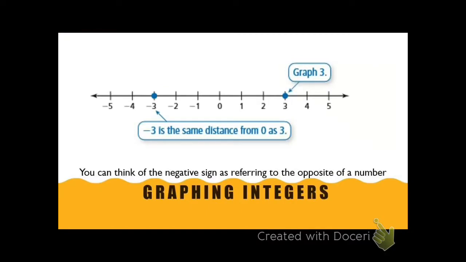When graphing integers, I want you to think of the negative sign as referring to the opposite of a number. At the beginning of the slides, we said that an opposite is a number that is the same distance from 0. So for example, if we graph 3 here, 3 is 1, 2, 3 spaces from 0. For the opposite of 3, I would go back to 0 and go in the opposite direction, 1, 2, 3, the same number of places, and it lands me on -3. So -3 and 3 are opposites.